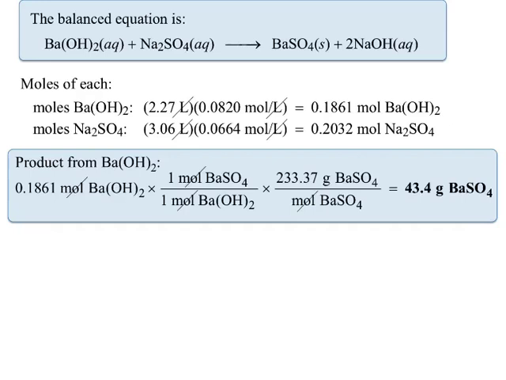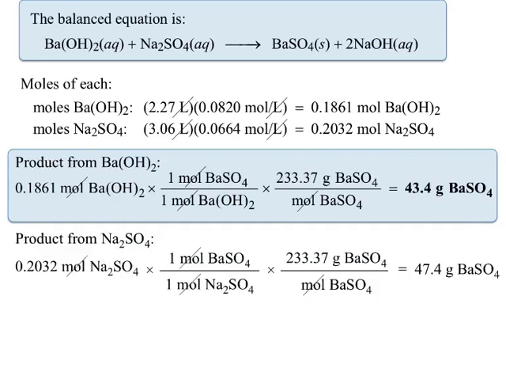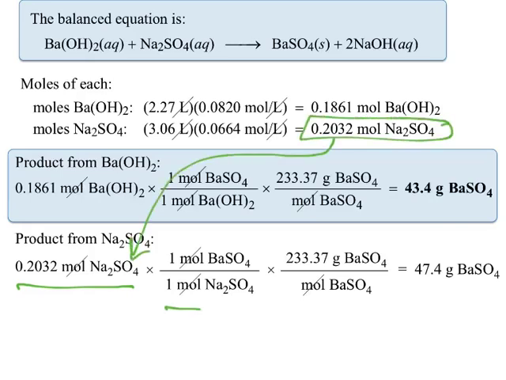I'll just repost it here. And now with the sodium sulfate, you do the same process. You take the amount of sodium sulfate that you calculated by taking the volume and multiplying by the molarity. You use the mole ratio between the sodium sulfate up here and the barium sulfate. But you have a 1-to-1 mole ratio up there.